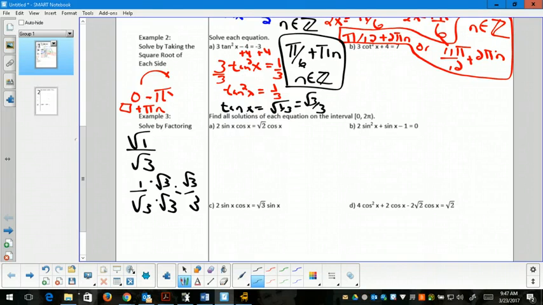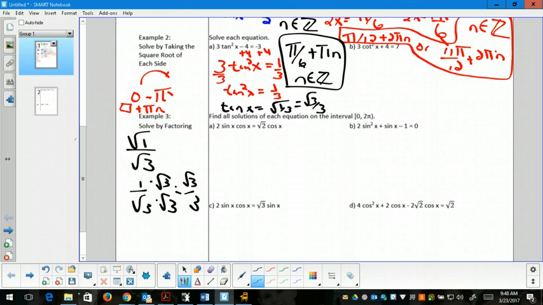Pi over 6 is the only one. There's not 2. On that previous problem, pi over 6 is the only one because from 0 to pi, because we're in tangent. If it's tangent or cotangent, it only goes that far because it's going to repeat over here when we hit the plus pi n. Right.